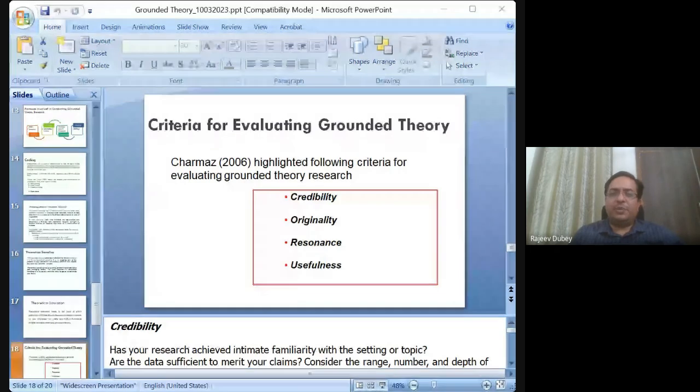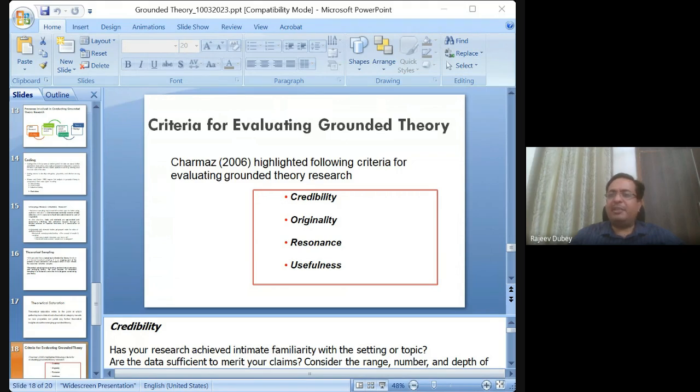Credibility here refers to this: has your research achieved intimate familiarity with the setting which you are studying? For example, I said the organization of dying in the hospital, or prostitution as a family occupation. Has your research achieved intimate familiarity with the setting? Are the data sufficient to merit your claims? Consider the range and the depth of observations contained in the data.